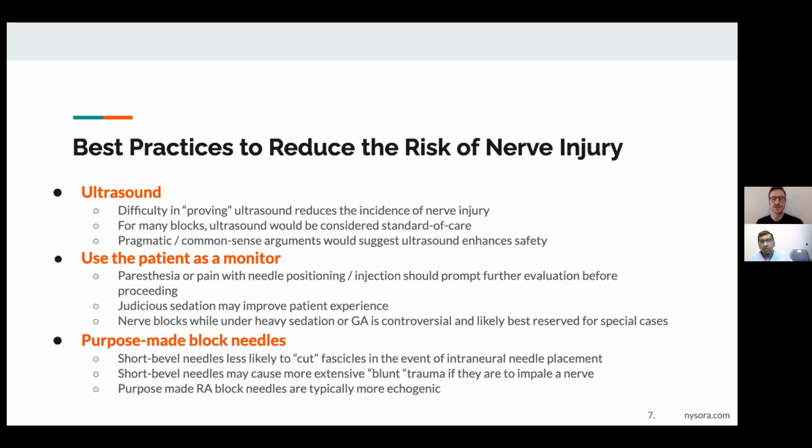But bench research has shown that short beveled needles can cause, in fact, more extensive blunt trauma if you do forcefully impale nerves with them in an experimental setting. Most of the time, we're not going to be doing that clinically, but it's like that larger gauge slug bullet, which might actually cause more damage than a sharper bullet. And oftentimes purpose-made block needles are more echogenic as well, so that may assist with your needle tracking as you do your blocks.